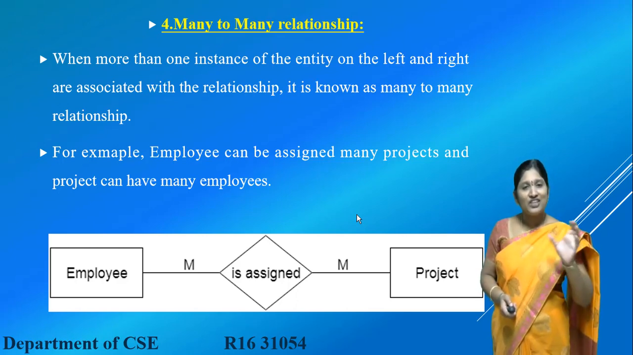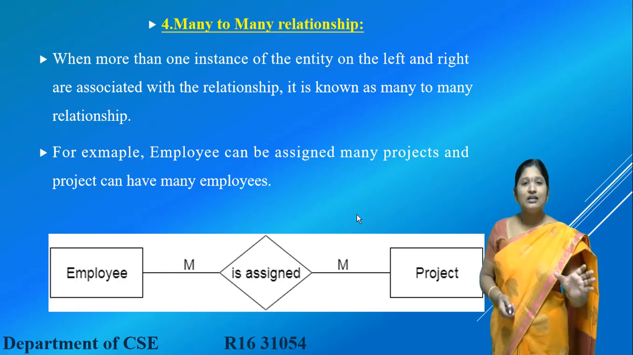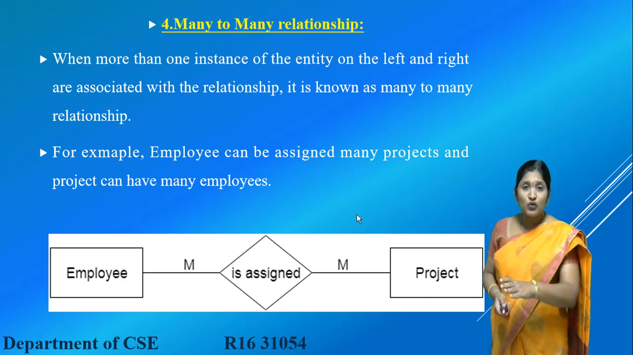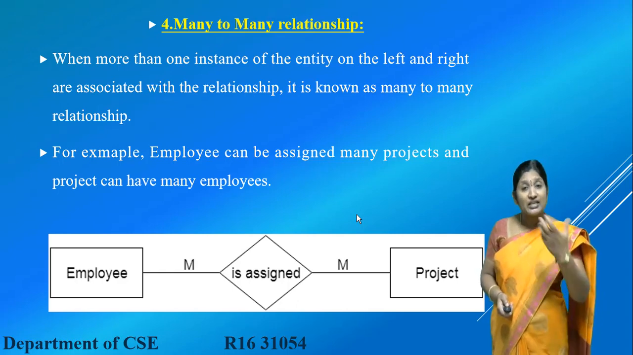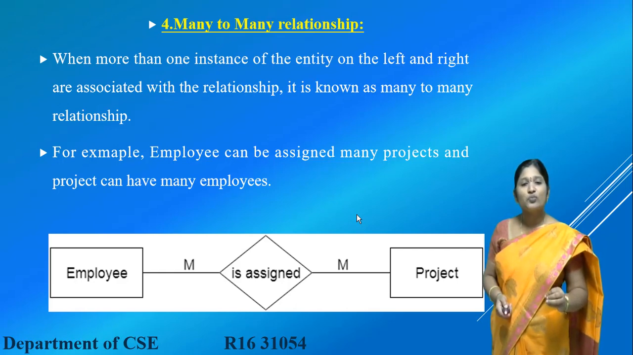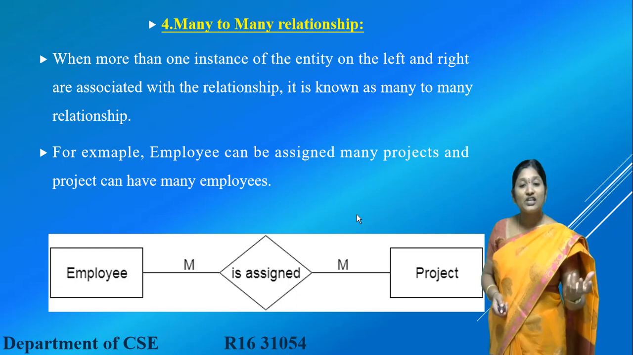For example, if the DBA has given the condition that an employee can be assigned to many number of projects, whereas the project can be done by many number of employees. What is the type of relationship? What is the participation of employee? As they have given, employee can be assigned to how many projects? Many number of projects. A project can be done by how many employees? Many number of employees. So what is the participation of employee? M. Many. What is the participation of project? Many.